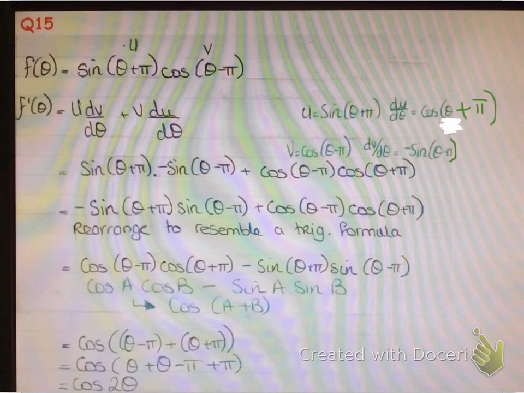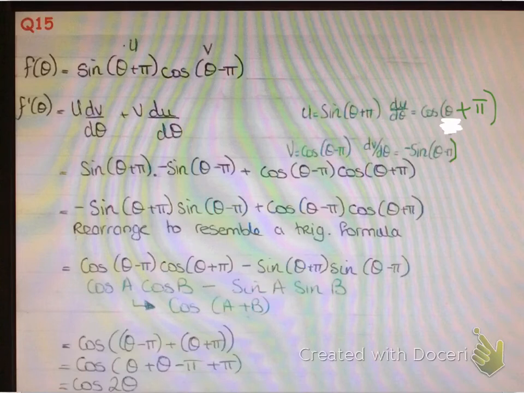Question 15. Given that f of theta equals sine of (theta plus pi) times cos of (theta minus pi), find the derivative of f of theta and express it in the form cos n theta, where n is an element of the integers. Okay, so straight away you can see this is the product rule, u by v. So let u equal sine of (theta plus pi), and let v equal cos of (theta minus pi).